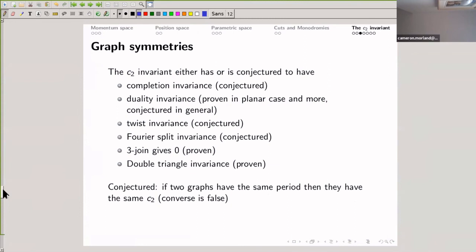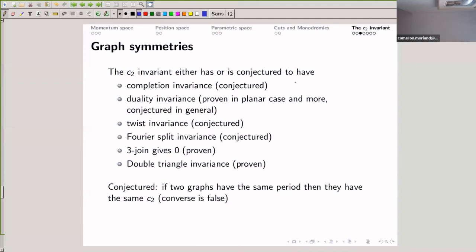There are also some nice graph symmetries that are either proven or conjectured about the C2 invariant. So there's a completion invariance, and that's the one I'm going to tell you a little bit about in a second. I'm going to leave some of these other ones, though there are some interesting cases. Duality is planar duality, so that one's fine.